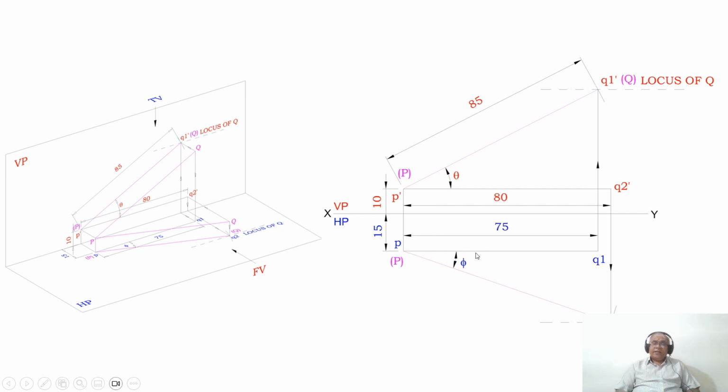So we were able to find the true inclination with respect to HP and also the true inclination with respect to VP. Now, what do I need to find? I need to find the apparent inclinations, that is alpha and beta. How to find the apparent inclination? You know that the locus of Q in the front view is here. So what should I do now?